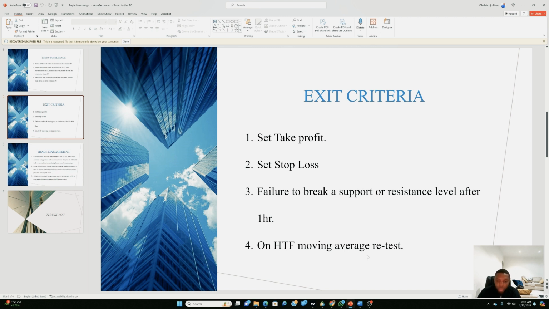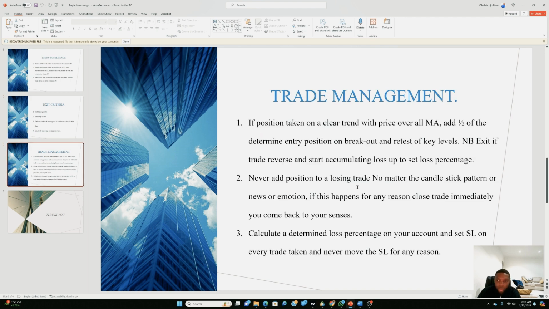On a higher time frame moving average retest, if the market goes up and tests the higher time frame and fails to break it immediately, you exit. So these are the exit criteria, and we'll quickly go through the trade management. I won't explain further. Take a position on a clear trend with price over the moving average, with a determined entry position on breakout and retest of a key level. Exit the trade when it reverses against you and starts accumulating loss. Once loss is accumulating, exit.